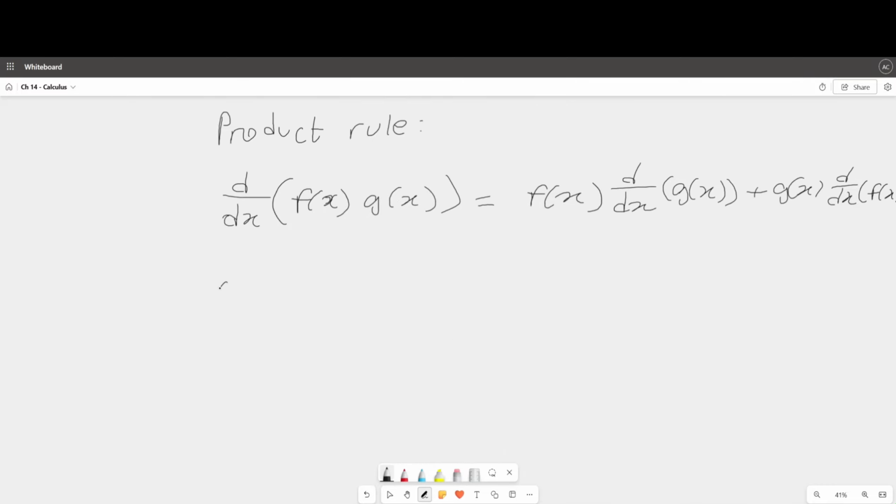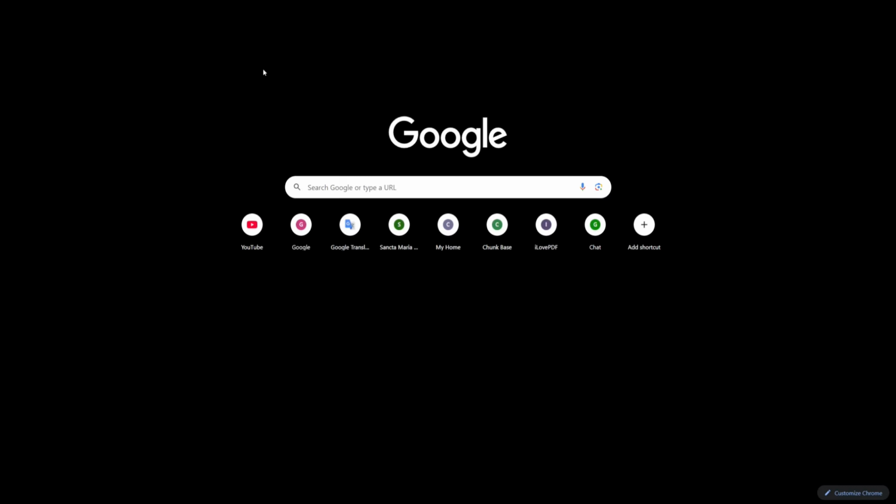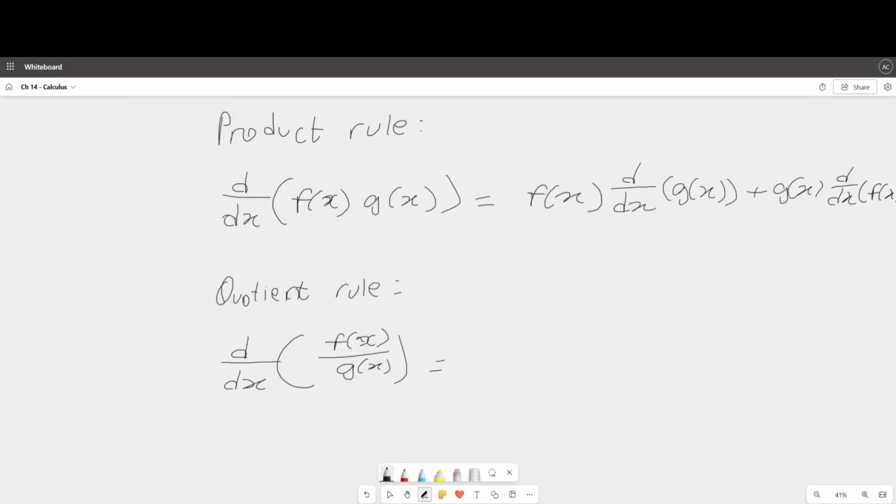We also have the quotient rule, which deals with fractions. So if we had f of x divided by g of x, something like this. Okay, so this will be, let me just reconfirm this. So okay, this will be g of x multiplied by the derivative of f of x minus f of x multiplied by the derivative of g of x all over g of x whole squared.